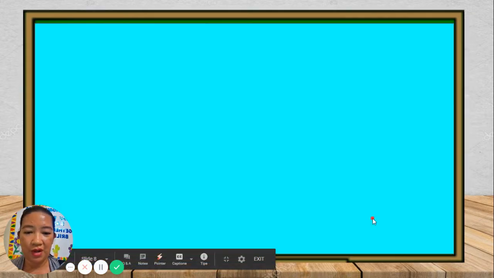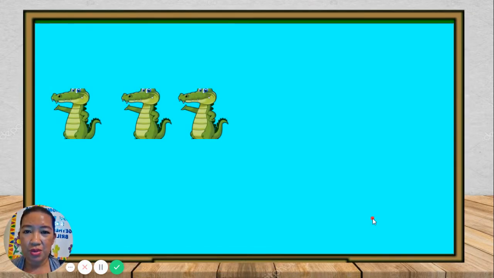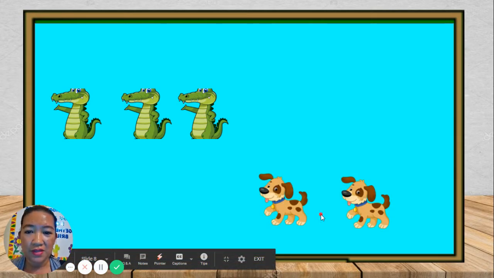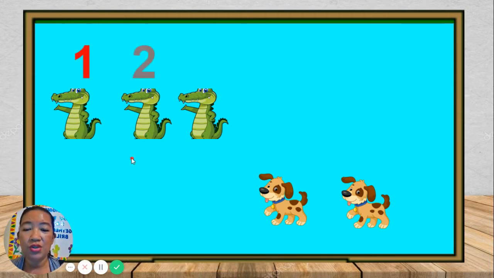All right, let's try to compare again the alligators and then the dogs. Remember, we have counted it. Ready? It's 1, 2, and 3. So there were 3 alligators right here. What about for the dogs? 1, 2. There were 2 dogs.